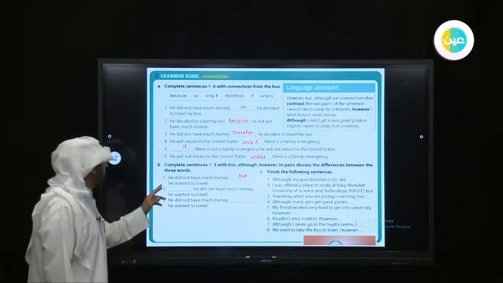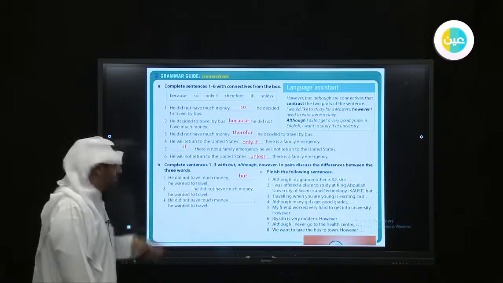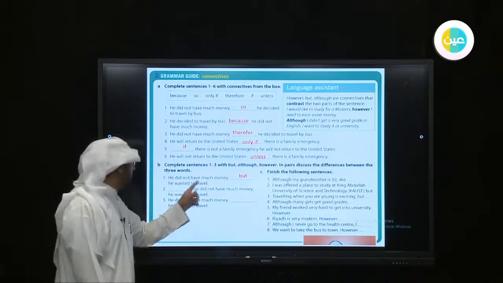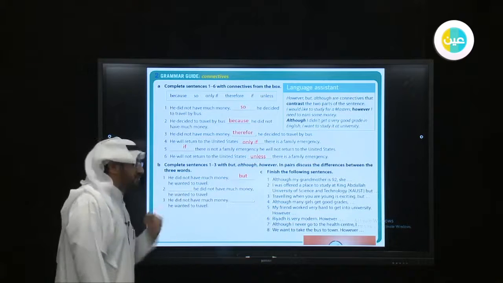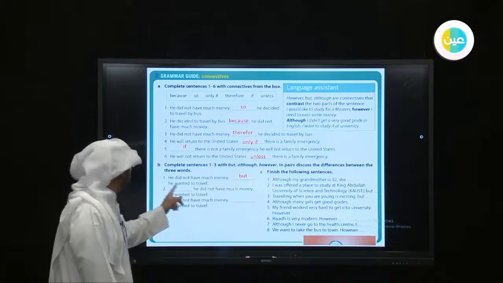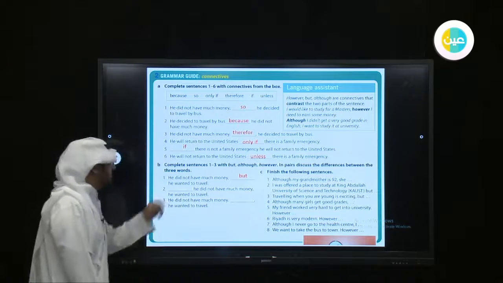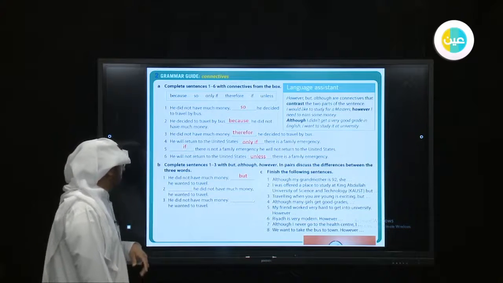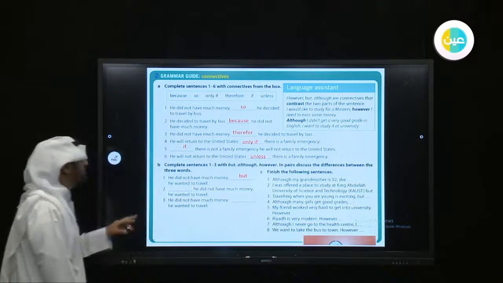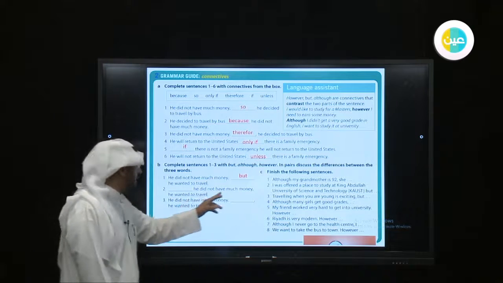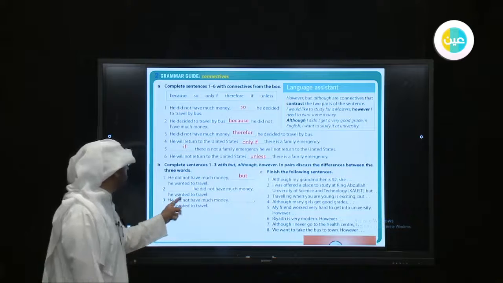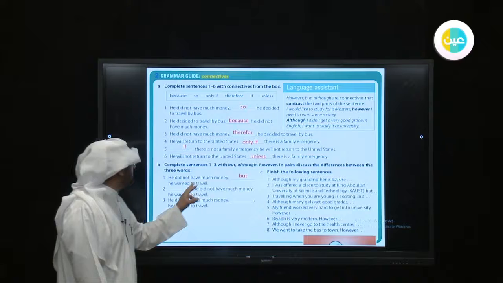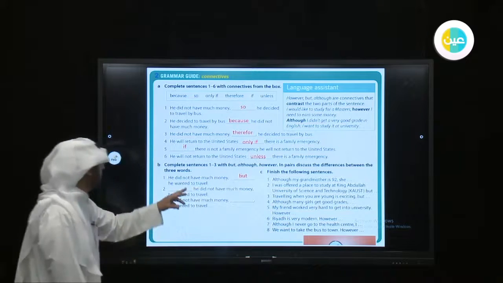First example. He didn't have much money. No money. But he wanted to travel. He wanted to travel, but he didn't have much money. Number two: he didn't have much money. He wanted to travel. The connective is in the middle of the sentence.